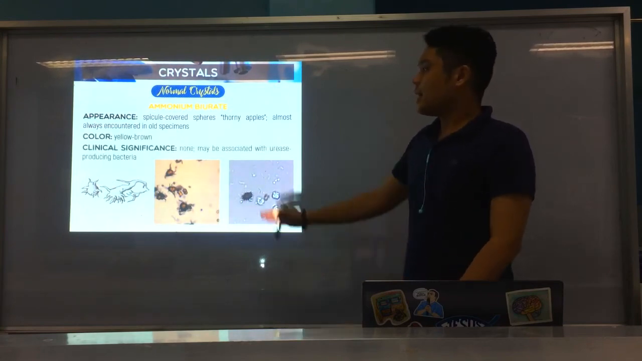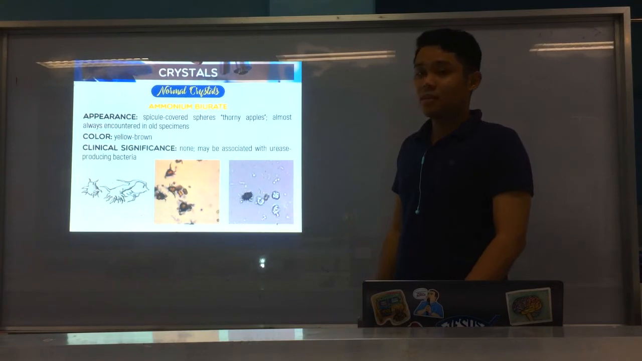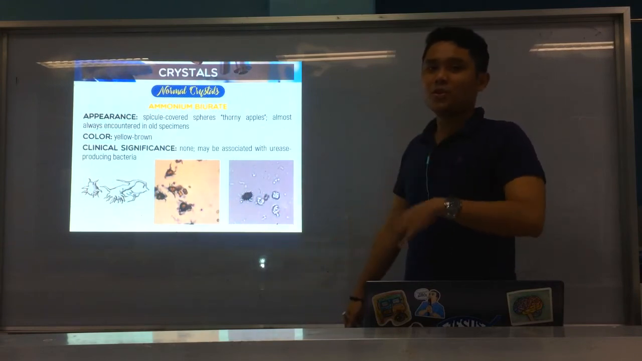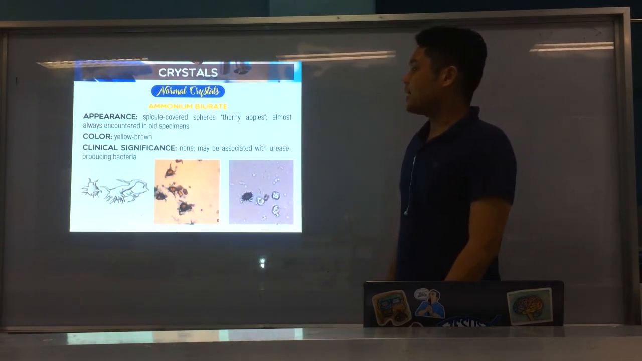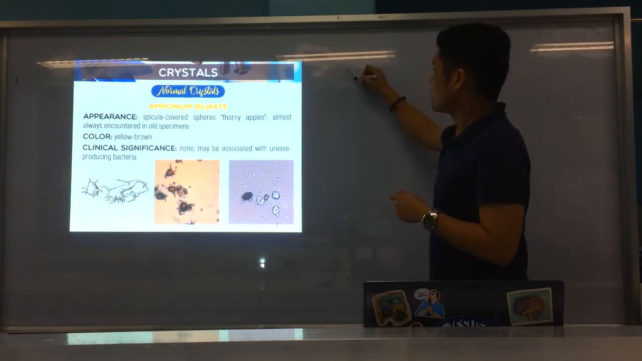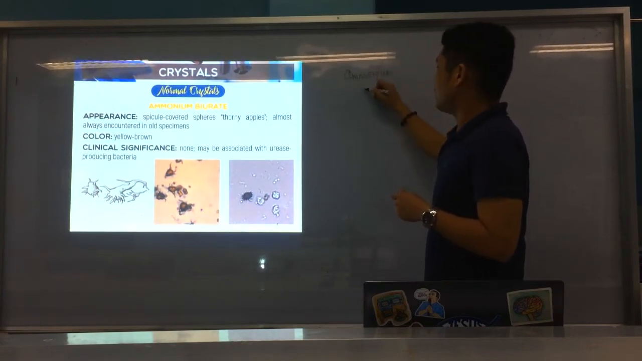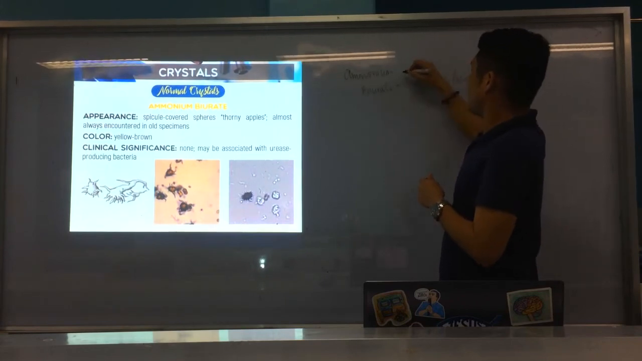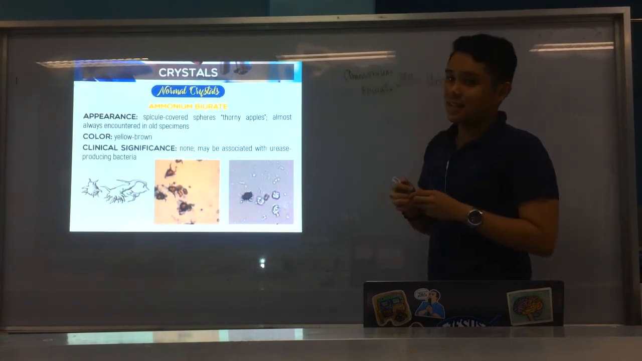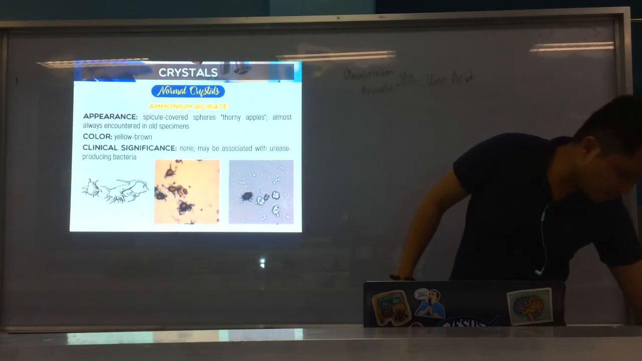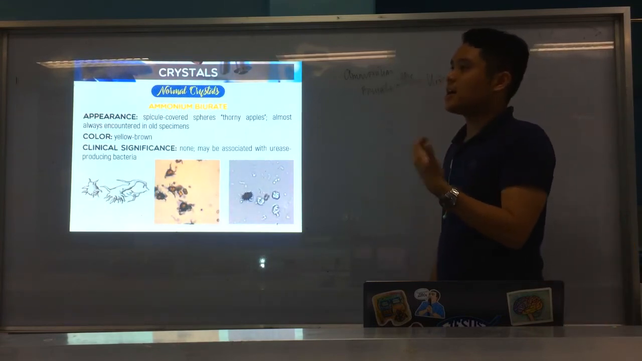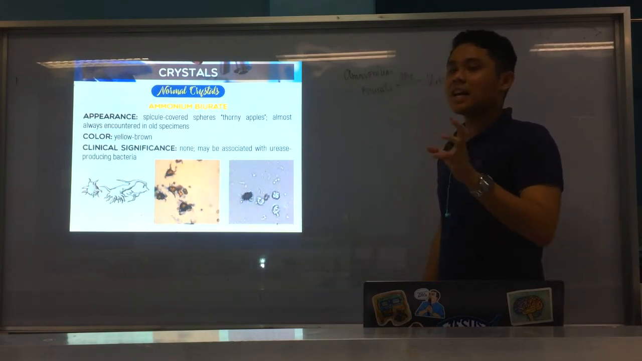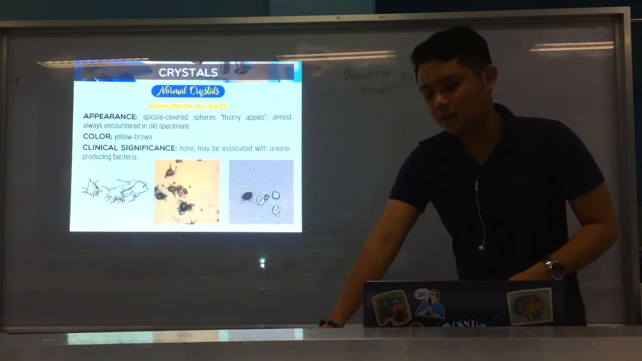Okay? So it is yellow-brown and has no clinical significance, but it can be associated with urease-producing bacteria if your patient is suffering from UTI caused by these bacteria. So Proteus, Providencia, okay? Alright. And your ammonium biurate, if you add acetic acid, it will convert to uric acid. Again, not clinically significant. Maybe seen only in infections caused by urease-producing bacteria. And again, the characteristic appearance: thorny apple. Don't overthink it.